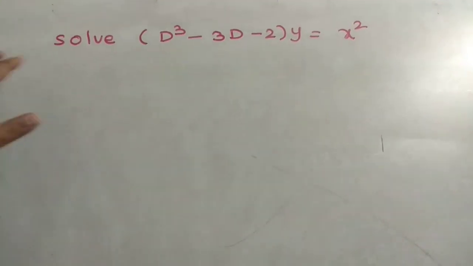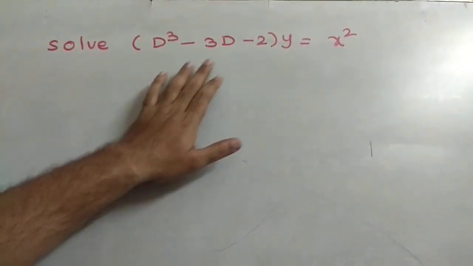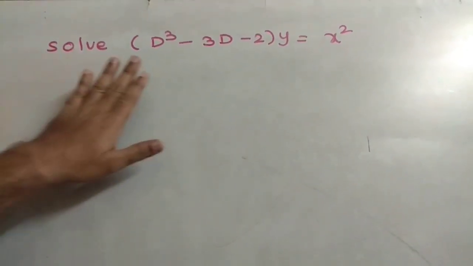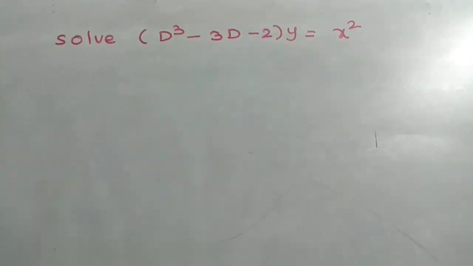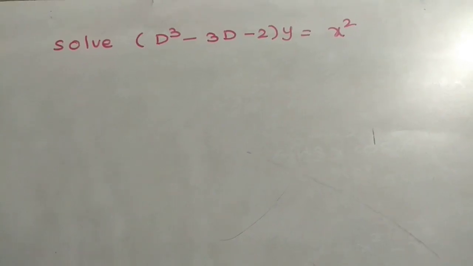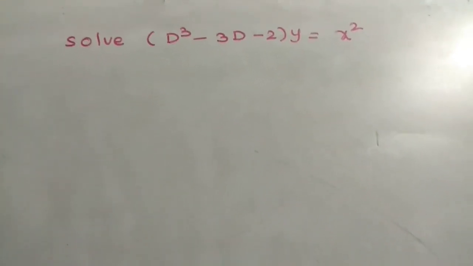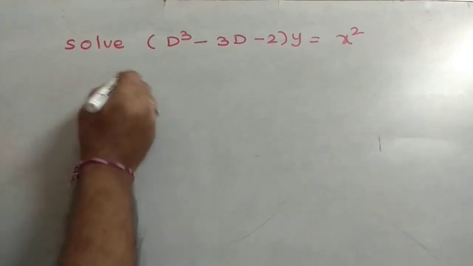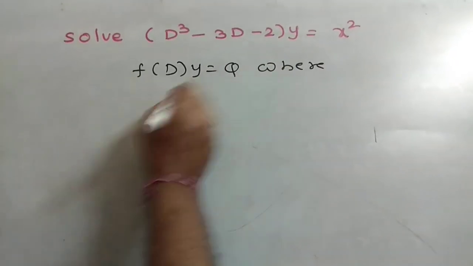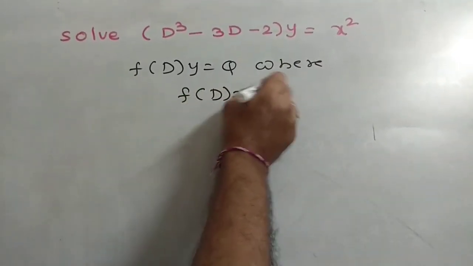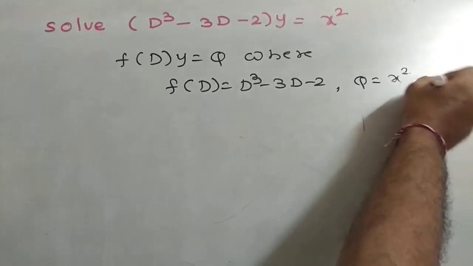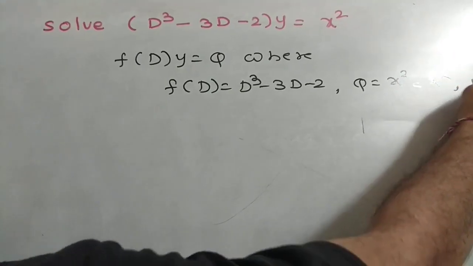Now let us have a problem. Solve D cube minus 3D minus 2 of y equal to x square. So for this higher order ordinary differential equation, the right side looks like x to the power of k, where k is 2. So for that I am using the third method. Before going to that, first you represent it in the symbolic form, that is f of D of y equal to Q, where f of D means D cube minus 3D minus 2 and Q stands for x square, which is x power k, where k equals 2.